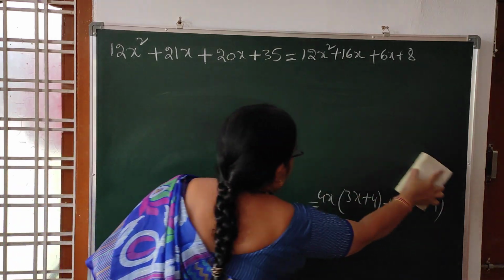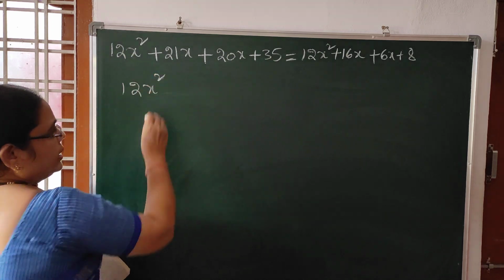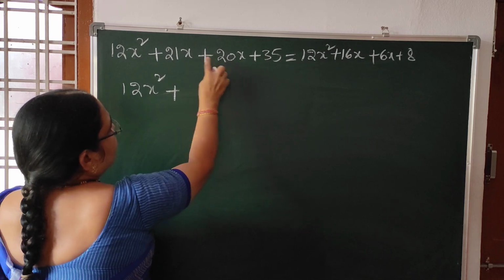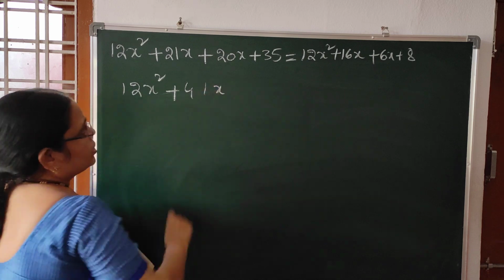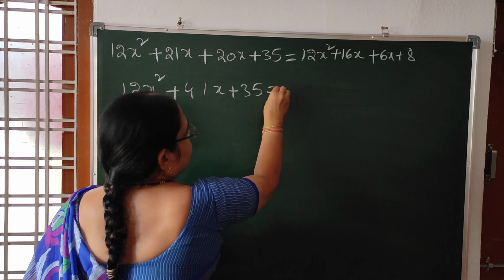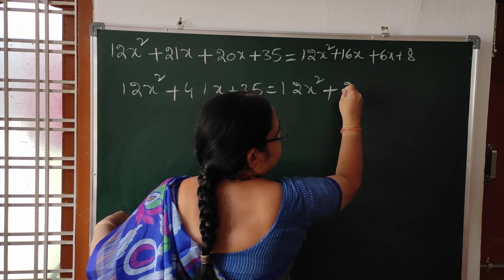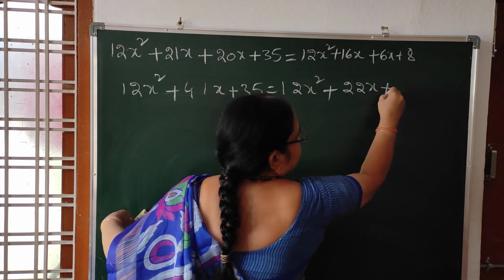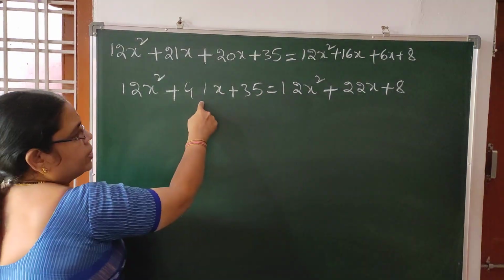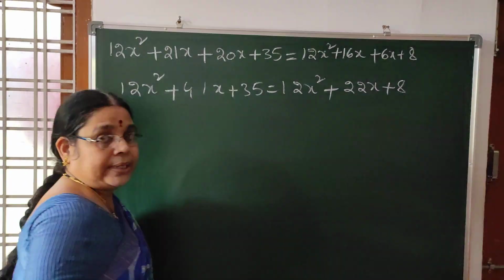Now combine the like terms and simplify. What happens? X square term only one you have in LHS, plus 21x plus 20x is how much? 41x. 21 plus 20 is how much? 41x plus 35 is equal to 12x square plus 16x plus 6x is 22x, plus 8. So 12x square plus 41x plus 35 is equal to 12x square plus 22x plus 8.